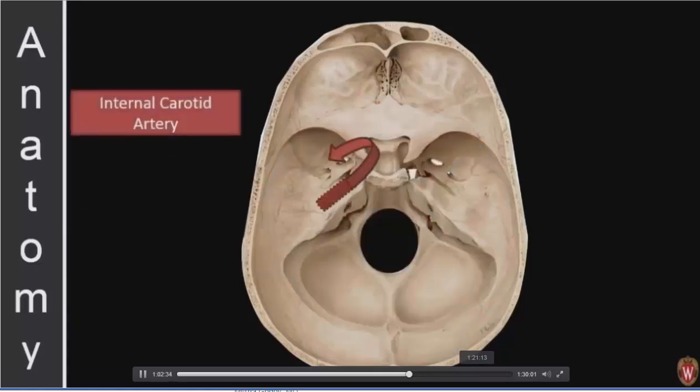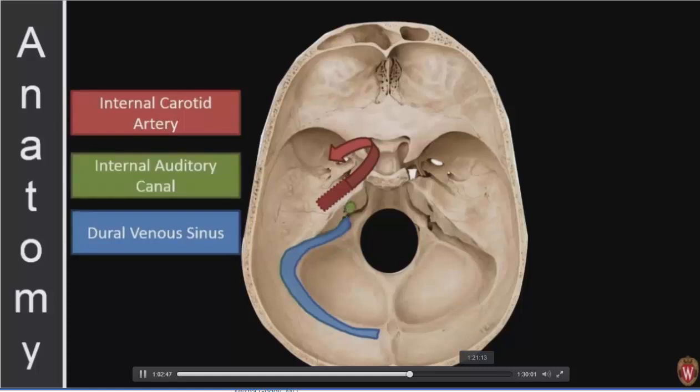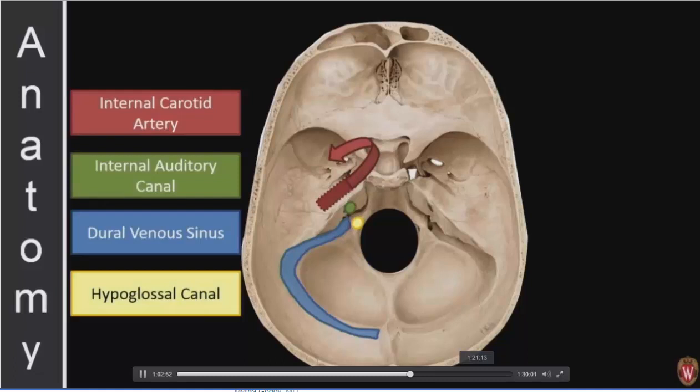Likewise, we've got a number of different neurovascular structures that will enter and exit through the skull base. So we've got our internal carotid artery that is going to pass through the petrous portion of the temporal bone. We've got our dural venous sinus, and then we've got our internal auditory canal that, of course, houses cranial nerve 7 and 8, and then our hypoglossal canal.